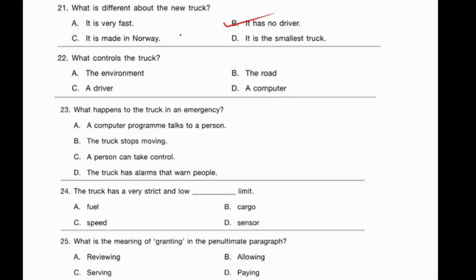Next, what controls the truck? As we have read in the passage, there is no driver to control the truck. It is controlled by a computer system. So the truck is controlled by a computer. Option D is our correct answer.